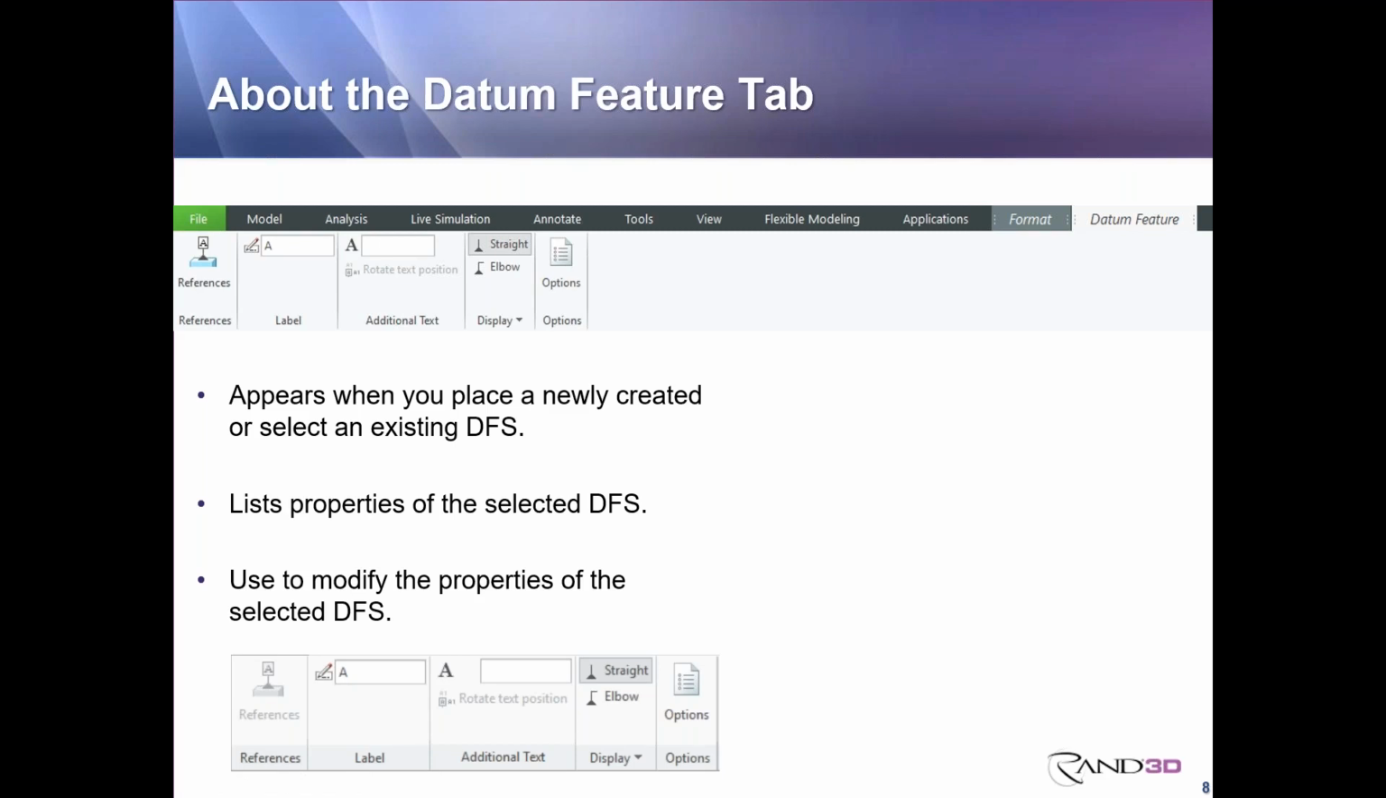You can also use specific identifiers to specify the label for the datum feature symbol. You can use a combination of capital letters, specifically. Numbers or special characters are not allowed, pardon me, in the ASME standards. You have to have at least one or two characters. Certain letters are not allowed.